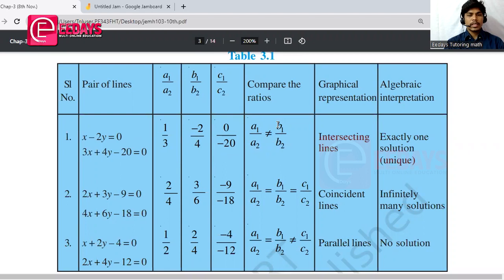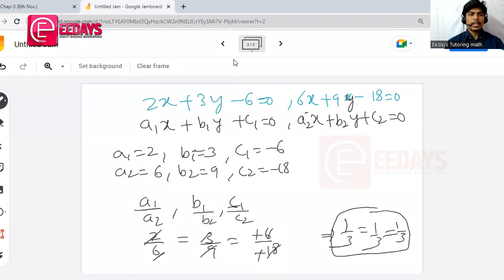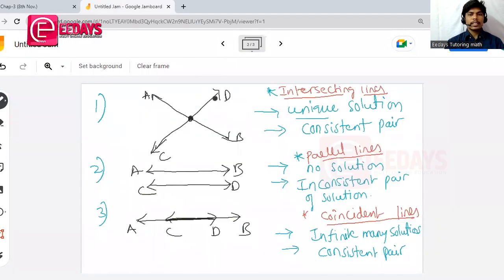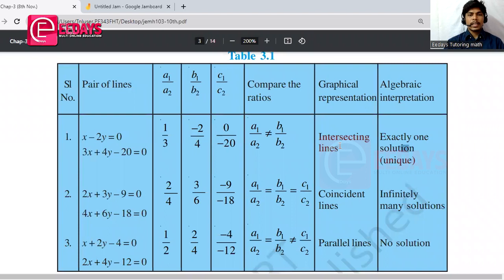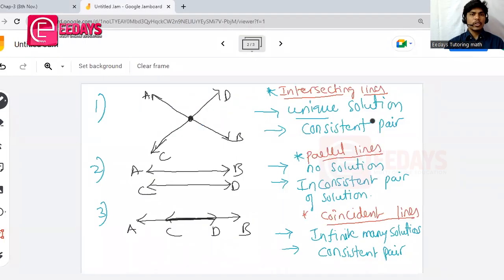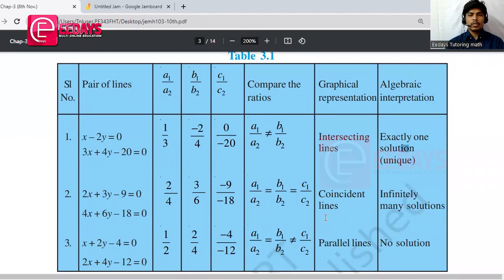They are given examples here. A1 by A2 not equal to B1 by B2, so it is exactly one solution. Exactly one solution is nothing but intersecting lines. So you just write this table on your own. Graphical representation, algebraic interpretation. Algebraic interpretation is nothing but exactly one solution, unique solution like this. Graphical representation, you'll write like this: intersecting line, coincident line.